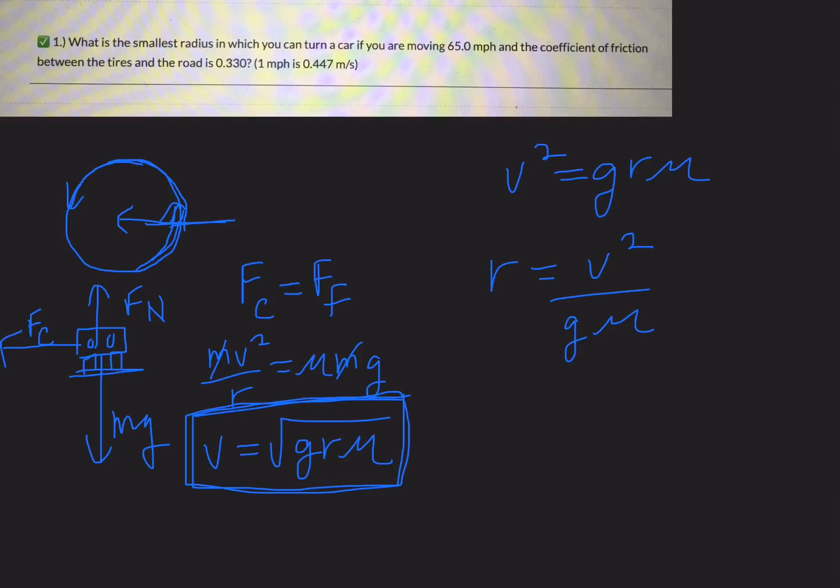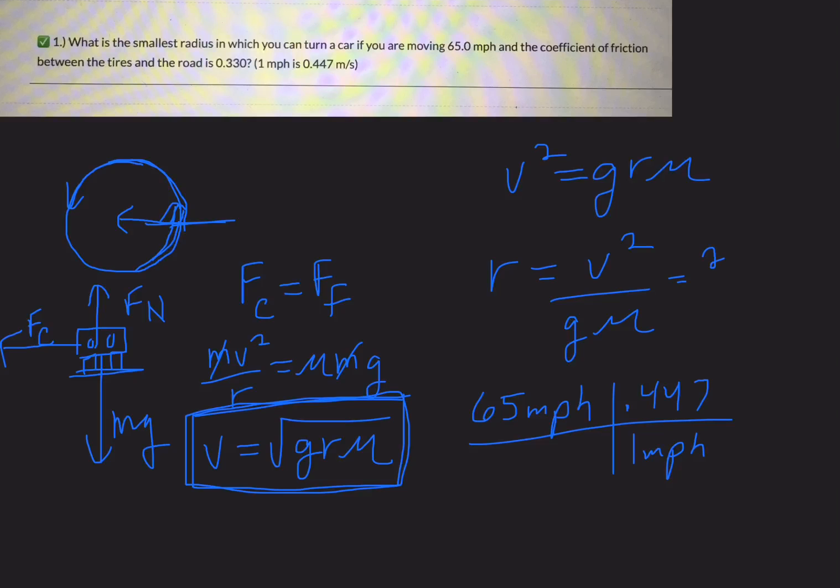Now, what is the velocity? The velocity needs to be in meters per second, and right now it's not in that. It's at 65 miles per hour. So we need to convert that real quick. 1 mile per hour is 0.447 meters per second. So if I take 65 times 0.447, I get about 29 meters per second.